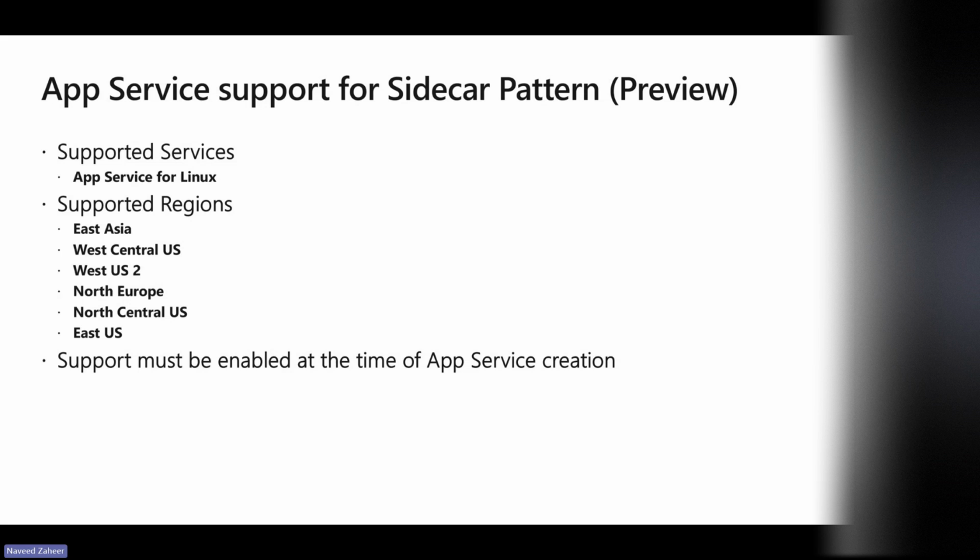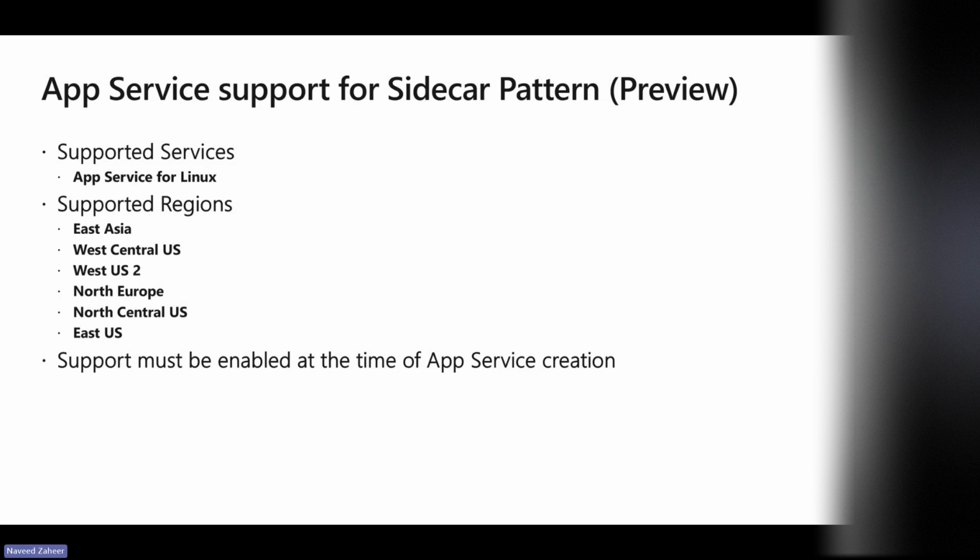So that's that. So what is the support that we are talking about? This support is currently in public preview. App service now supports the sidecar pattern. So basically, if you're running app service for Linux, and by the way, it's only available for Linux at this moment, you can have up to 4 sidecar containers in the app. So you have a main application, and then you can have the sidecar containers.